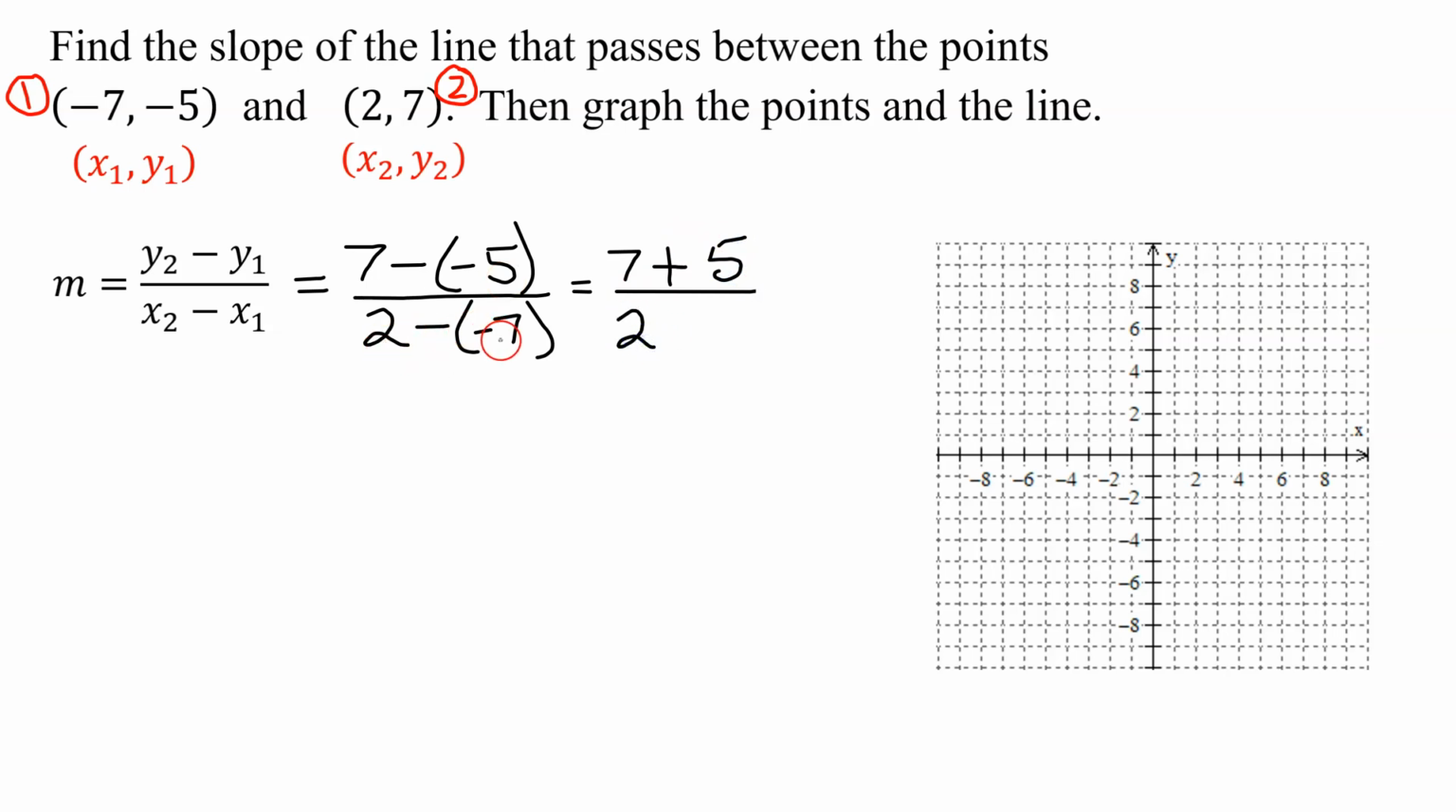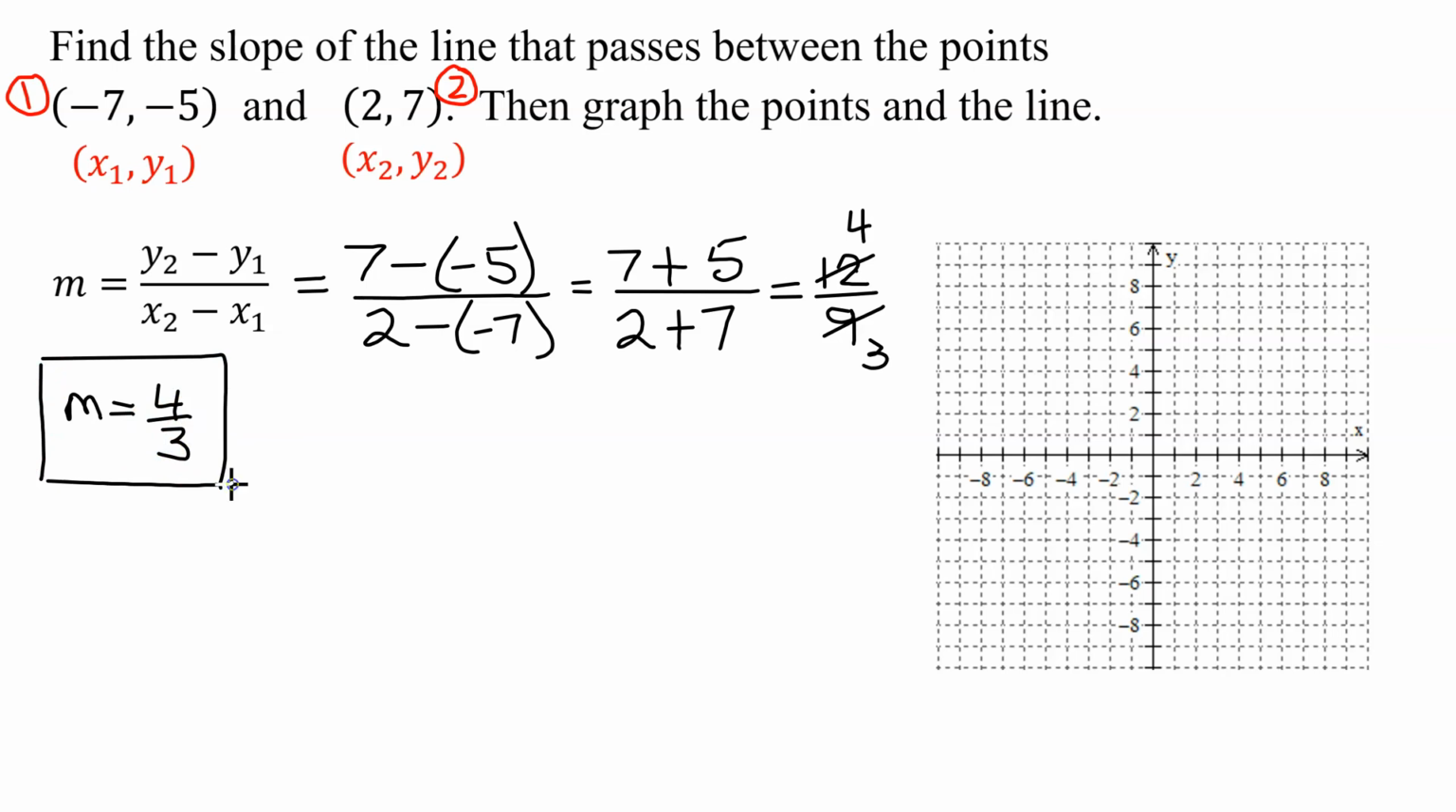Again, you're subtracting a negative, so you're going to add the opposite. The opposite of -7 is +7. So the numerator is 7 plus 5, which is 12, all divided by 2 plus 7, which is 9. This fraction can be simplified. 3 goes into 9 3 times. 3 goes into 12 4 times. So our slope equals 4/3.